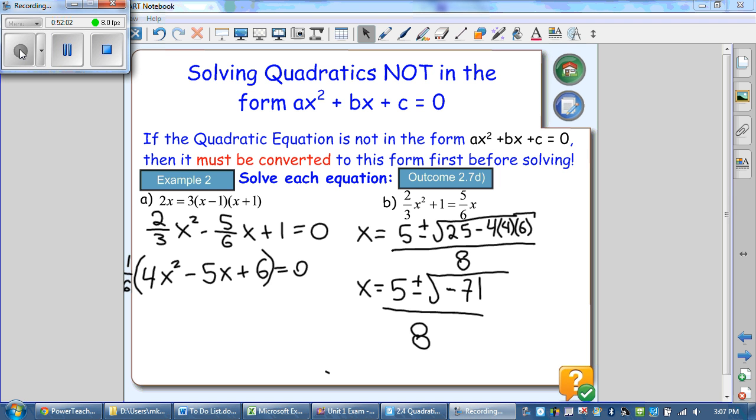But when I have the 2/3, that's a good question. 2/3 times 6 is equal to 4. So 6 times 2 is 12, divided by 3 is 4. That's where that 4 came from over here. Okay. Any other questions, or can I go on?